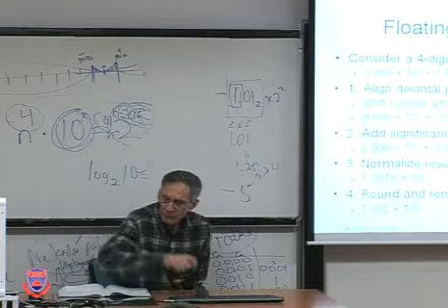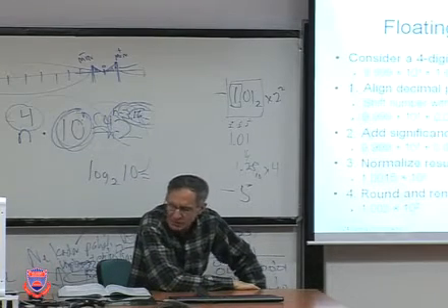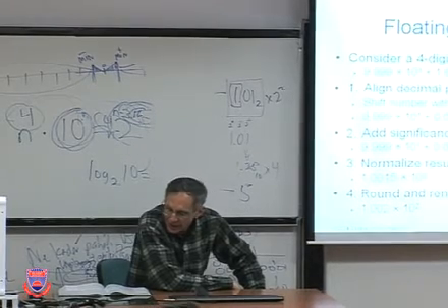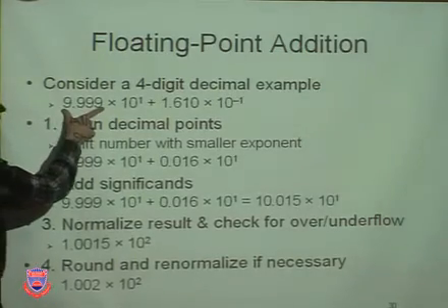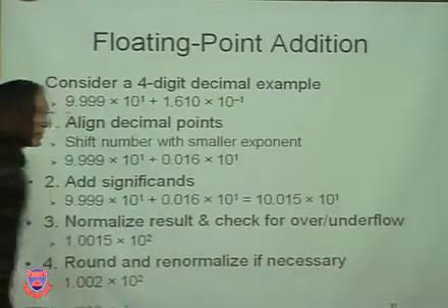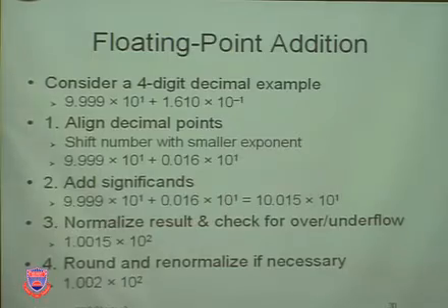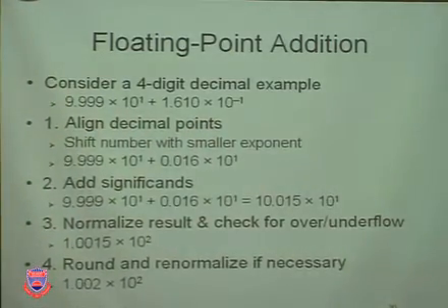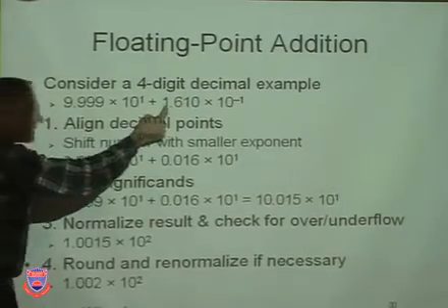Let's do another one. Okay, let's take a 4-digit decimal number, and we're going to add together these two numbers: 9.999 times 10 to the first, 1.610 times 10 to the minus first. Now, everybody I think recognizes that if I add this to this, I've made a huge mistake because they don't both have the same power of 10. So the first thing to do is to align them so that they're lined up correctly, because this 9 doesn't represent the same power of 10 that this 1 does.